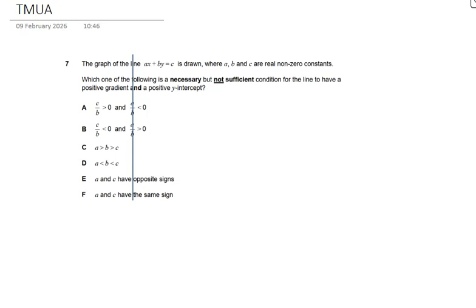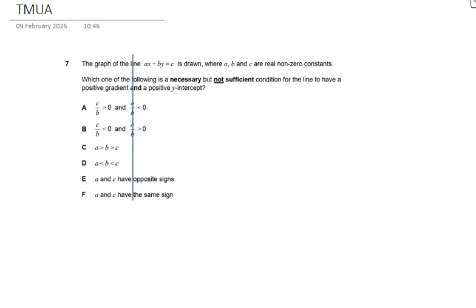Okay. So we need to find which of the following is a necessary but not sufficient condition for the line to have a positive gradient and a positive y-intercept. This type of question is very important because it tests your understanding of slope, intercept, sign analysis and necessary versus sufficient logic. So let's go step by step.